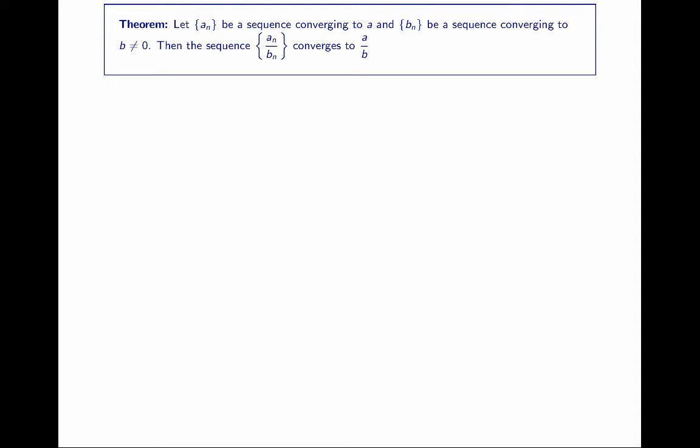Now, let a_n be a sequence converging to A and b_n a sequence converging to B, where B is not 0, and that's important. We need B to be not 0. This statement doesn't work anymore if B is 0. Then the sequence a_n over b_n converges to A divided by B.